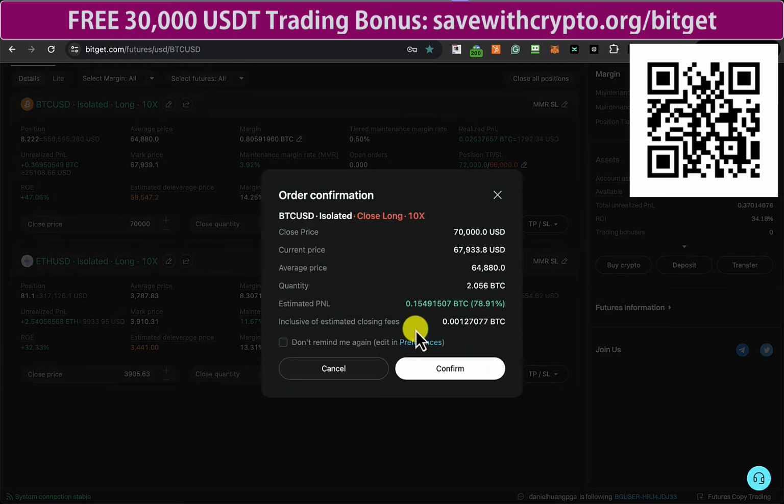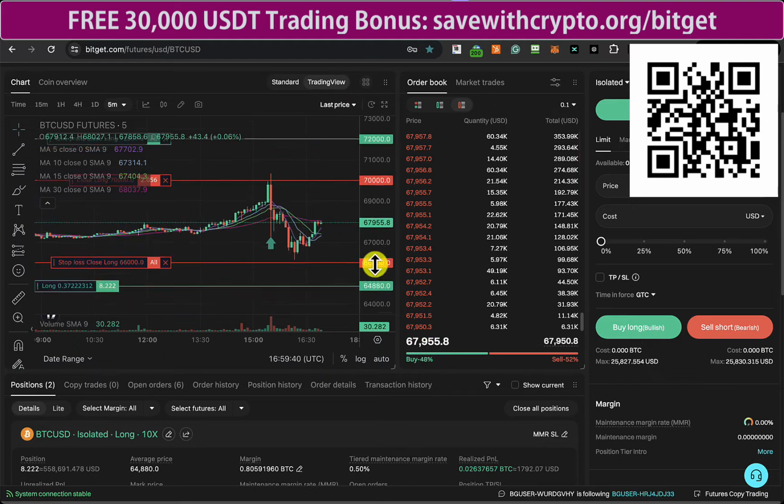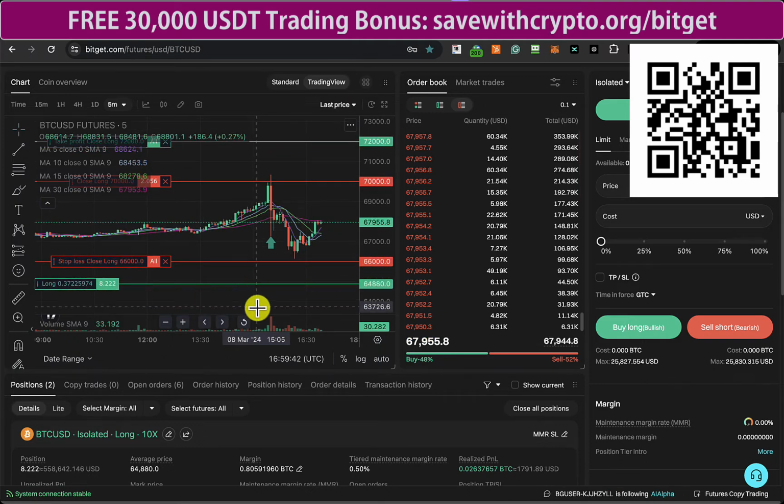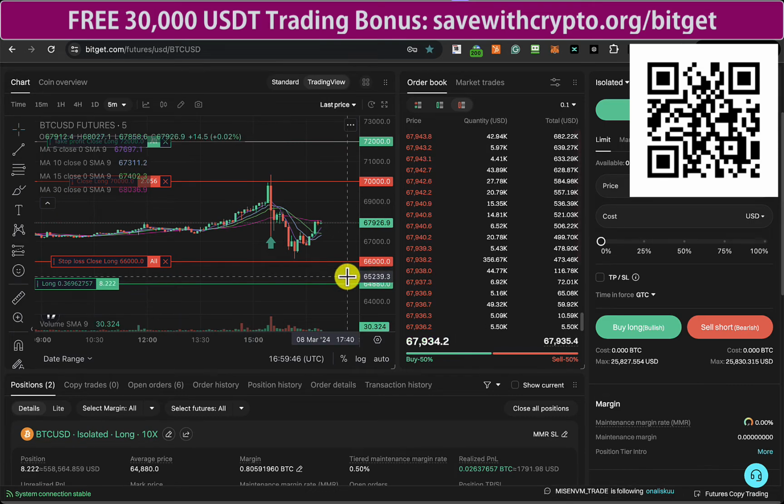So if it goes there again, I'll make 78%, which is like 0.15 Bitcoin. And if it goes further up, then I've still got 75% of the trade active. The entry for that trade is 64,880. But if it comes down here, once again, it'll hit the stop and everything will be fine. Then I'll just look for a new position.